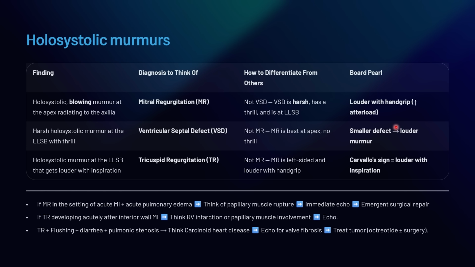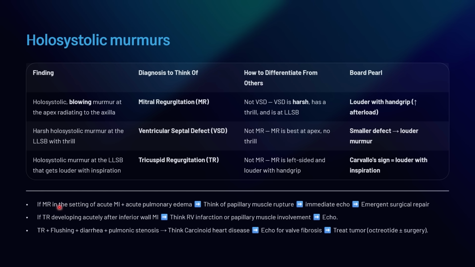Remember the louder. Mitral regurgitation is louder with handgrip, because of afterload. Here, louder with inspiration: tricuspid regurgitation. And with VSD, the smaller the defect, the louder the murmur. The larger the defect, the softer the murmur.